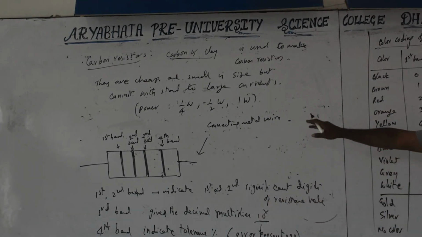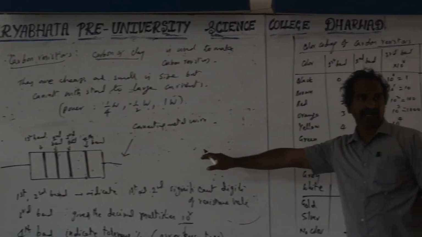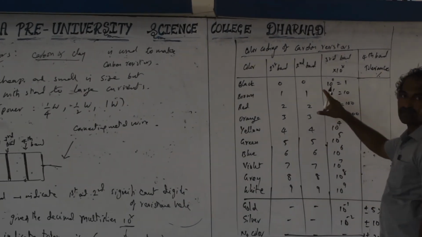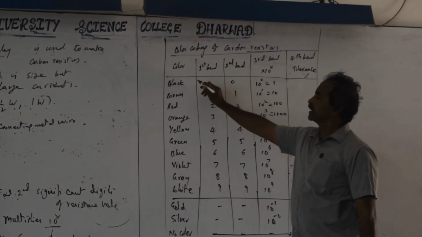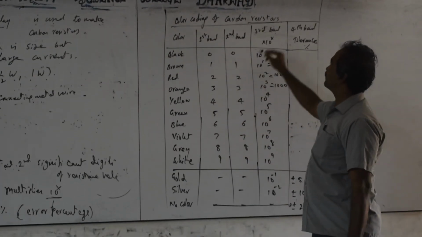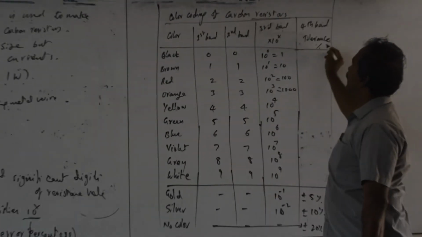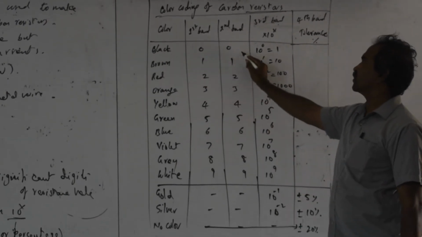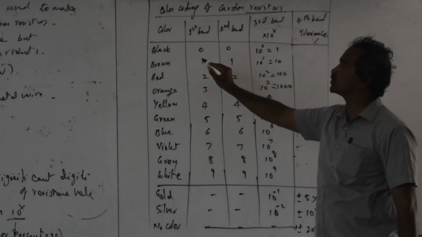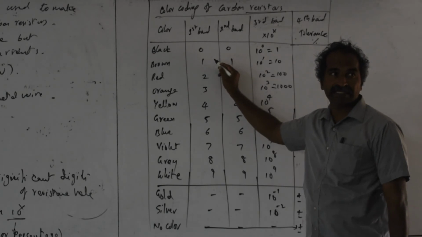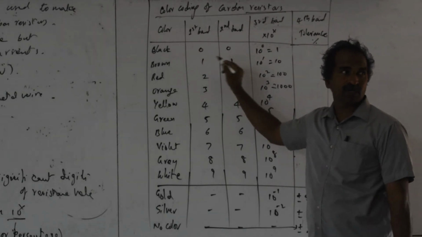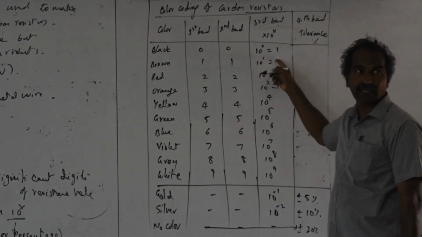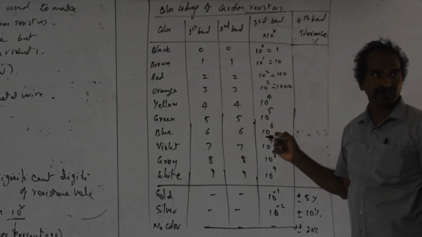Each color is given a coded number for all these colors. The colors here: first band, second band, third band, and the fourth band is tolerance. Here, black is 0, 0. If the first two bands are black, the first band black is 0, 0. If the third band is also black, that will be 10 to the power of 0, which is 1. Its value becomes equal to 1 ohm.